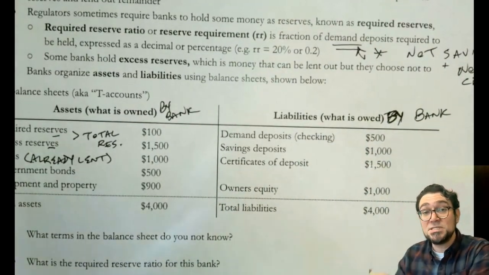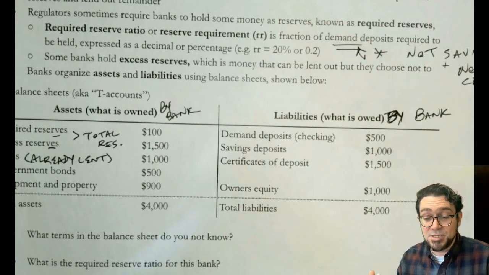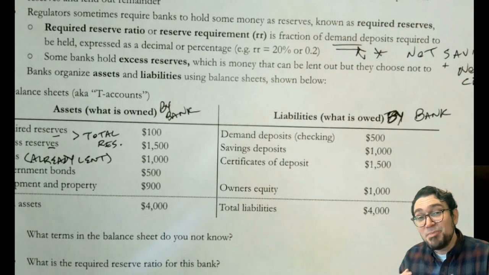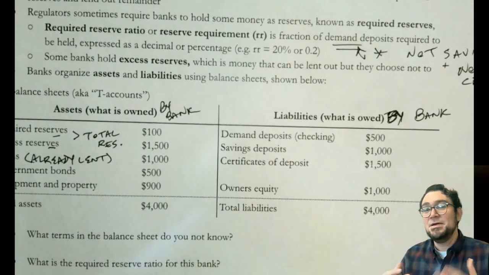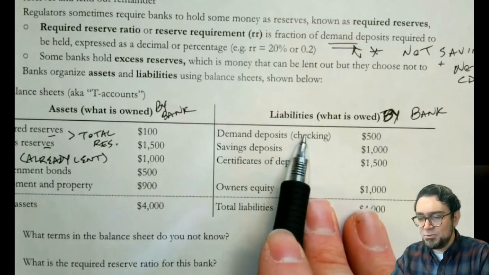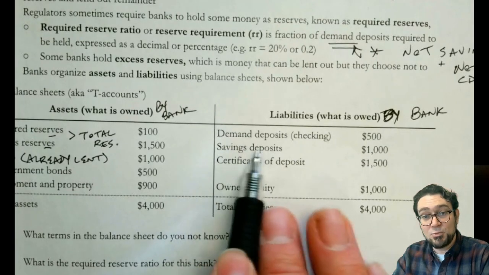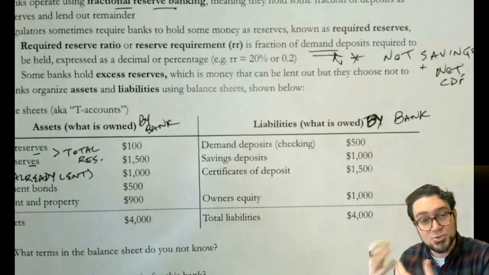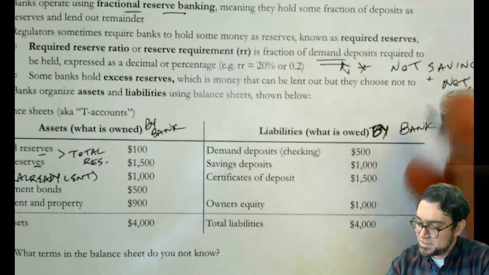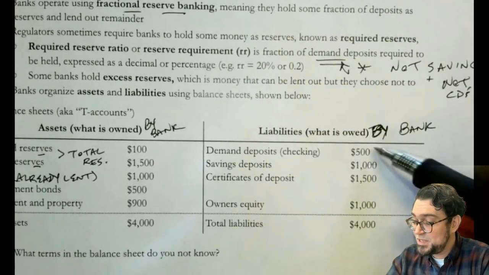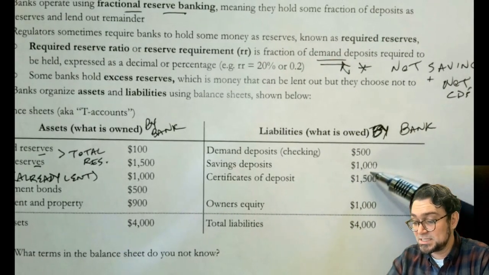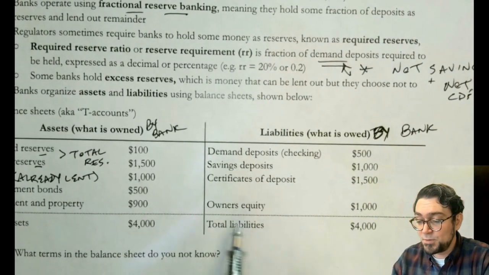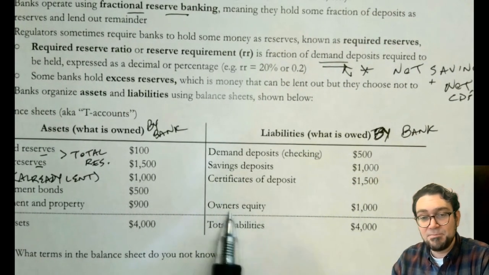The bank owes to people, and typically the majority of their liabilities are what we call deposits. It's the money deposited at the bank that at any moment you could walk in and say, I want my checking account money. Or at any moment you could walk in and withdraw your money from your savings account. Certificates of deposit are that special type of savings account. So you can see that this bank has $3,000 worth of liabilities.